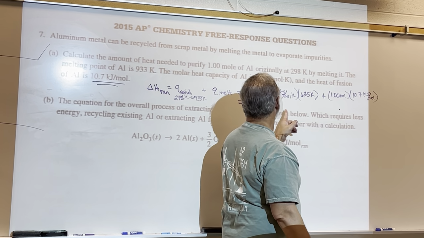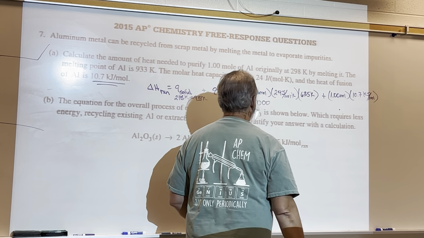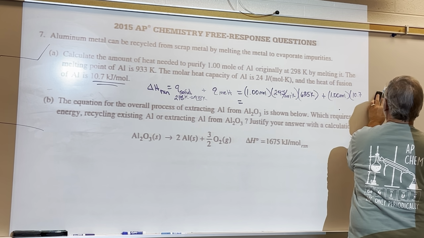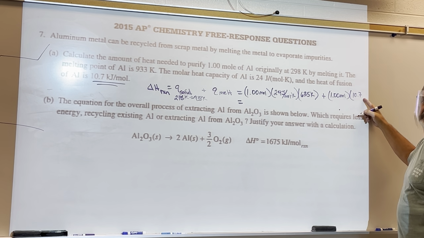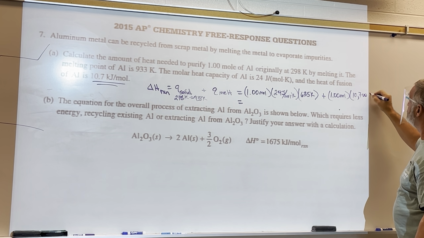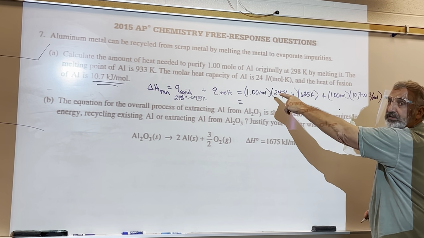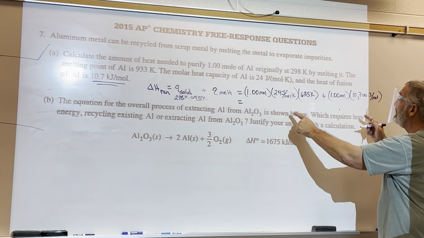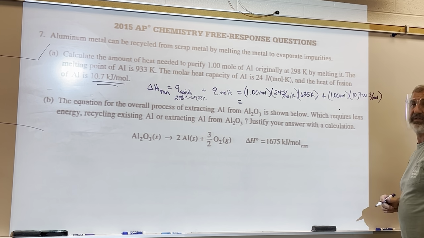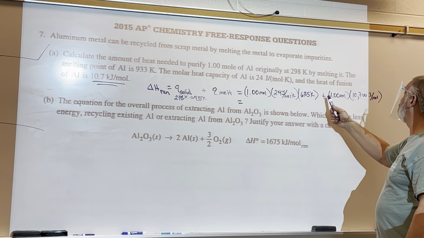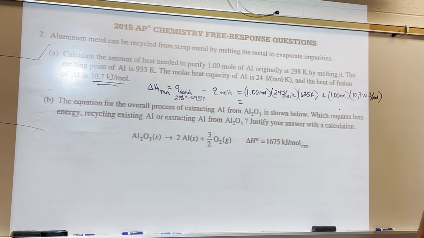So I think it's going to be easier since we already have that there. What would 10.7 kilojoules be in joules? 10,700 joules per mole. Or you can just make this 0.024 kilojoules, either way. But these two things have to match up. That was a trick. You've got to pay attention to units. It's AP being a pain. So now it's 24 times 635 plus 10,700.